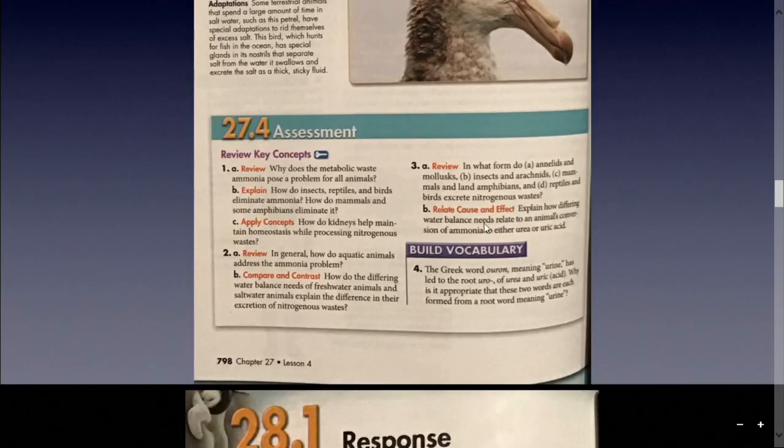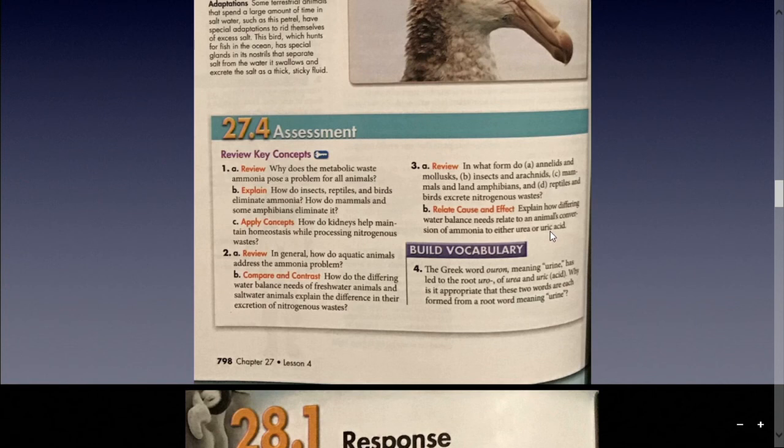3b, explain how differing water balance needs relate to an animal's conversion of ammonia to either urea or uric acid. So that's where that Venn diagram would come in handy if I said we were going to do a Venn diagram about urea and uric acid. Both urea and uric acid are less toxic than ammonia. Urea is more soluble in water, so you can make urine and expel it, put it in a bladder and then pump it out whatever organ you can.